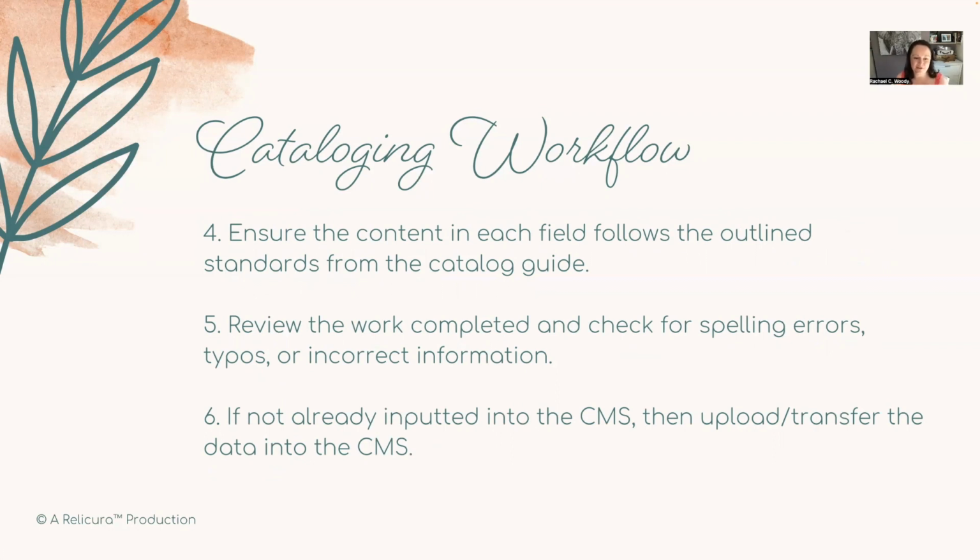Step number 5, review the work completed and check for spelling errors, typos, or incorrect information. If you're doing cataloging through using a cloud application, which many of them are now, your browser typically offers auto spell check, for example. And if it doesn't, then you may want to consider using a spreadsheet to do the spell check on the spreadsheet before adding in that data entry into the catalog.